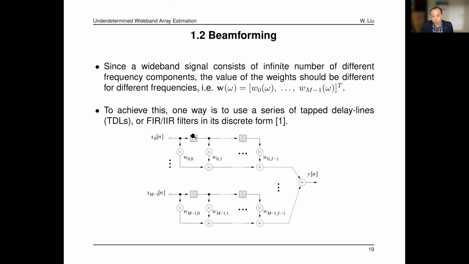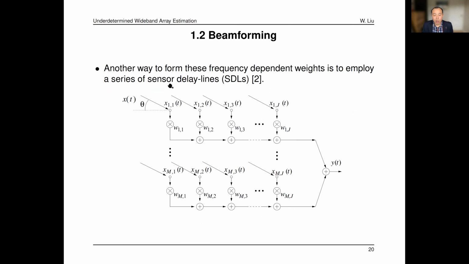Certainly in this case, the delay can be the sampling period, but it can also be different. It can be a smaller value or a larger value, depending on the application or the requirement. So that's the wideband beamforming structure: you have a tapped delay line or FIR filter attached to each sensor. Or you can extend this further, and you have the so-called sensor delay lines for wideband beamforming.